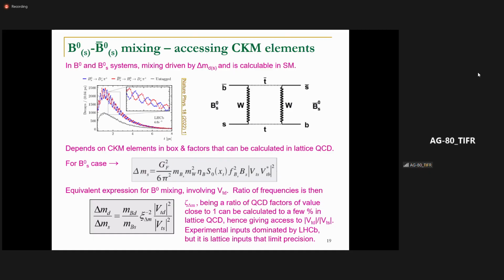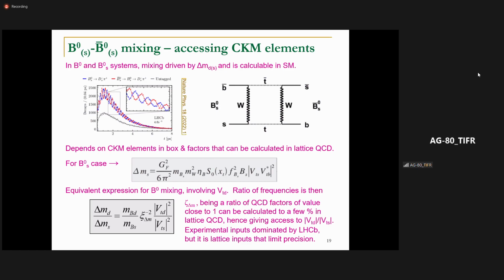So that mixing frequency is driven by those CKM elements. Now in front of this, there's a bunch of rubbish: the Fermi constant, the mass of the meson itself, the mass of the W. But then there's all this QCD stuff here. This can actually be calculated not too badly on the lattice, but even better is if you divide it by the equivalent expression for delta M_d. Then delta M_d over delta M_s gives you the ratio of V_td over V_ts squared, the ratio of the masses of the mesons, and some factor. All of this QCD stuff is pretty similar for the Bs and Bd systems, not identical, but of order 1. But this factor can actually be calculated really rather well on the lattice.